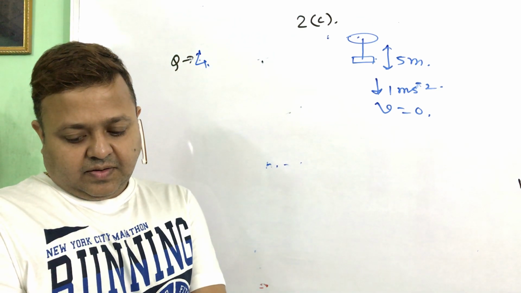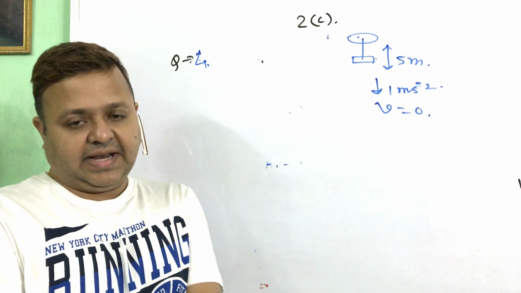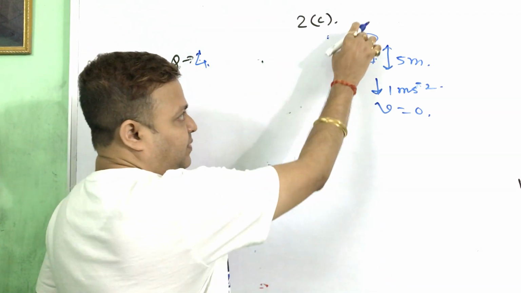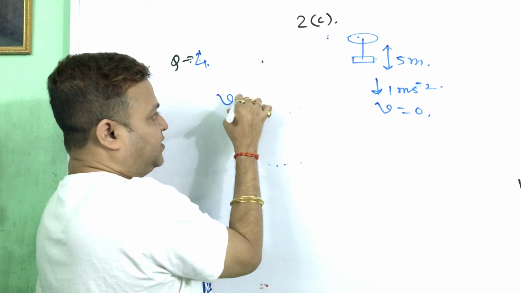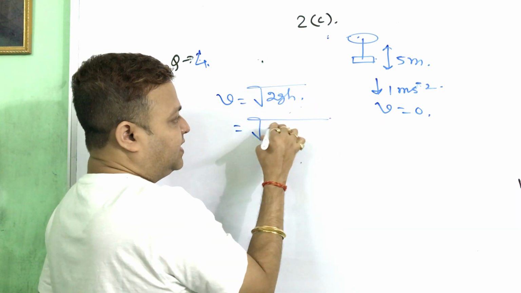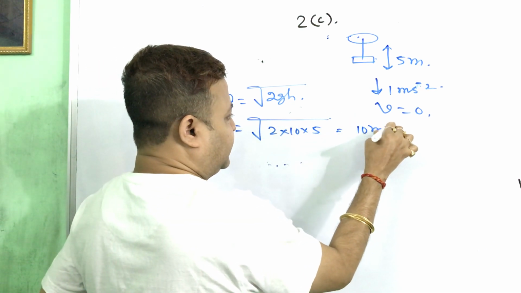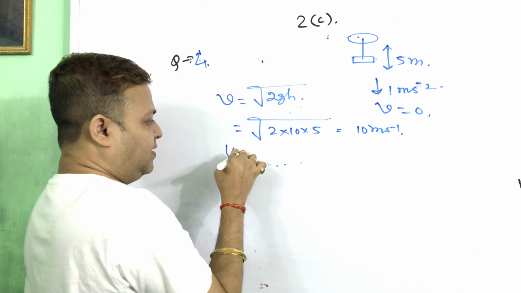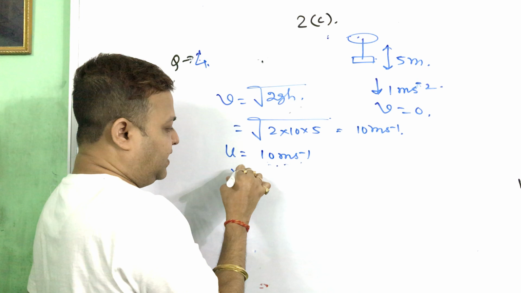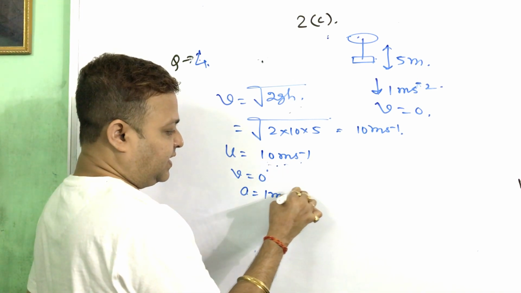At what height did he bail out? Let us keep this aside. After moving 5 meter distance, the final velocity becomes root over 2gh. This is the motion under gravity, that is 2 into g into 5, that is 10 meter per second. That means when the parachute is open, the initial velocity is 10 meter per second, final velocity is 0, and the retardation is 1 meter per second square.